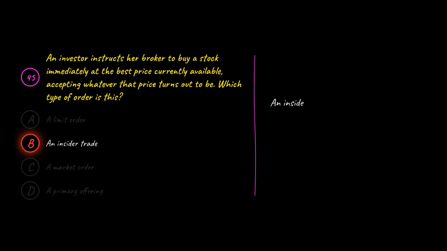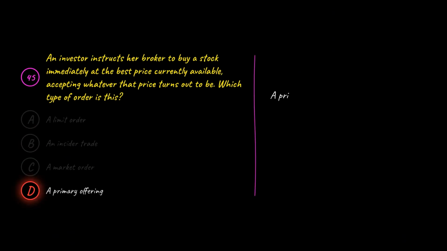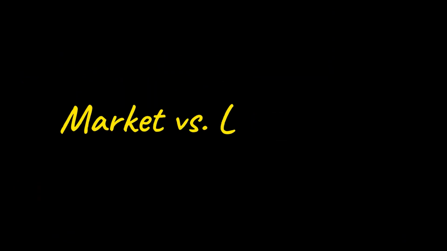B is wrong because an insider trade is the illegal use of material non-public information to profit, not a normal order type. Nothing in this scenario involves confidential information. D is wrong because a primary offering is the original issuance of new securities by a company, not an instruction to buy at the best available price. The investor is placing a trade, not issuing new shares.